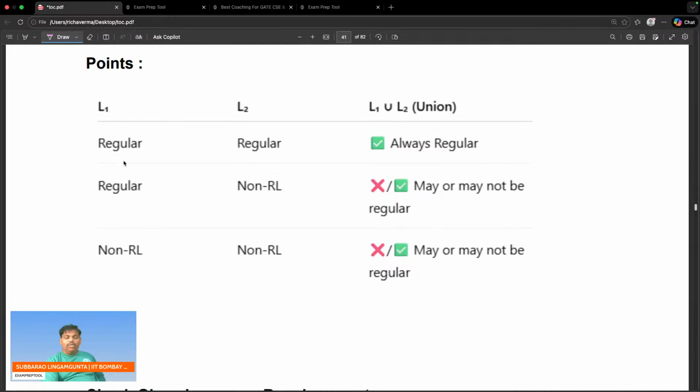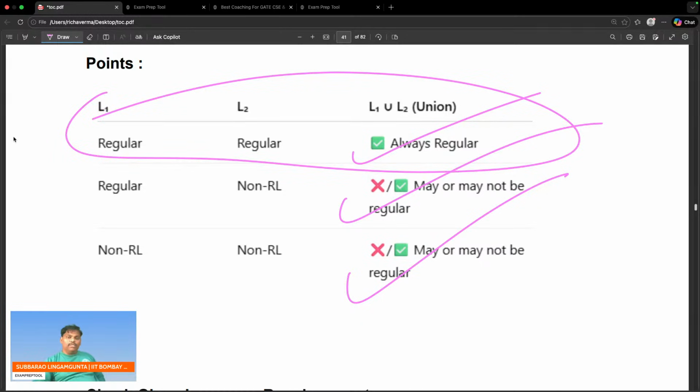Next one. Regular union regular is always regular. Regular union non-regular may or may not be regular. Non-regular union non-regular may or may not be regular. Only the first is guaranteed. For the remaining, there is no guarantee.